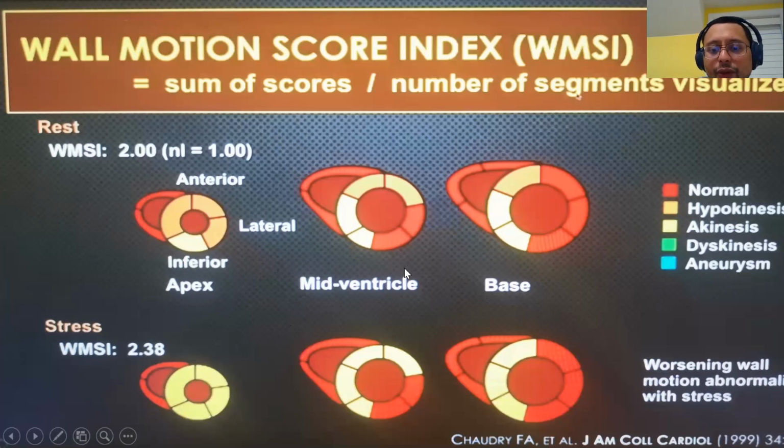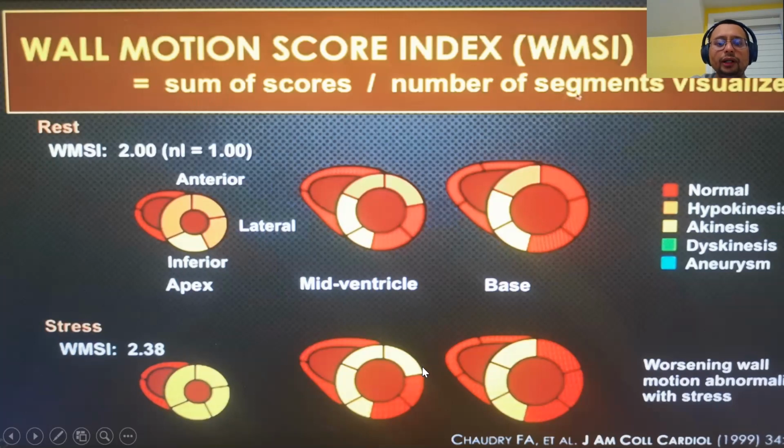So what happens is that you grade each of the walls. There are 16 segments here. Whichever you can grade, you grade from 1 to 5. Remember that 1 is normal, 5 is aneurysmal. You grade at the beginning, and also at the end when you do the stress. Then you take the stress as the numerator and the rest as the denominator. Usually it should be 1. If the beginning is all normal, so it's all 1, and at stress it is all 1, then when you divide stress by rest, it should also be 1.